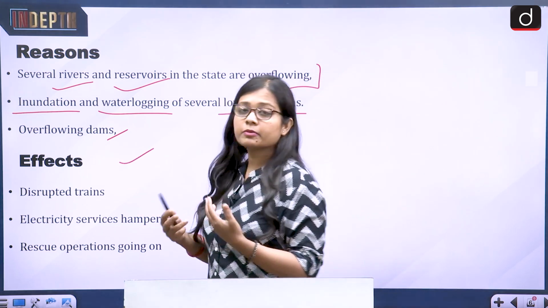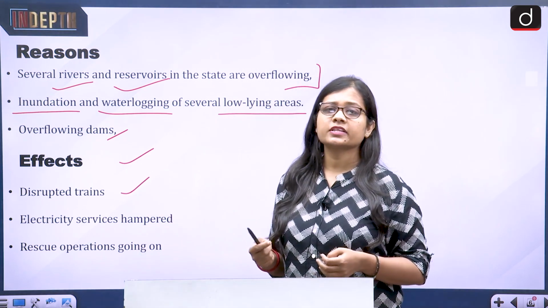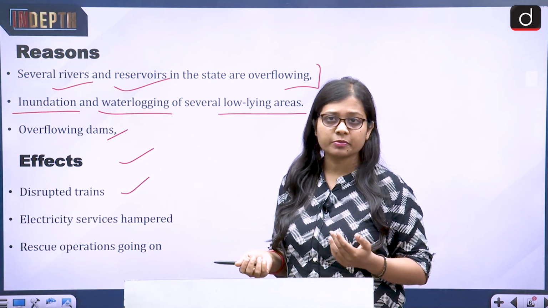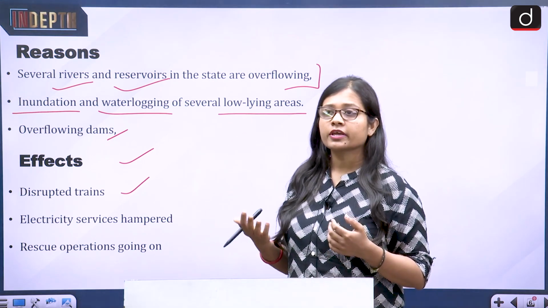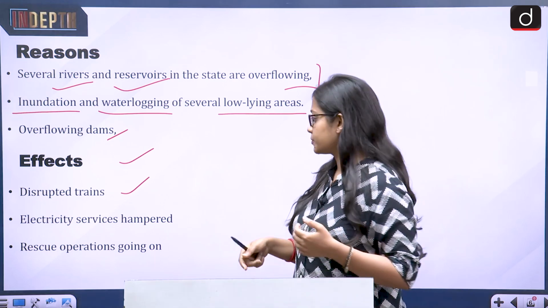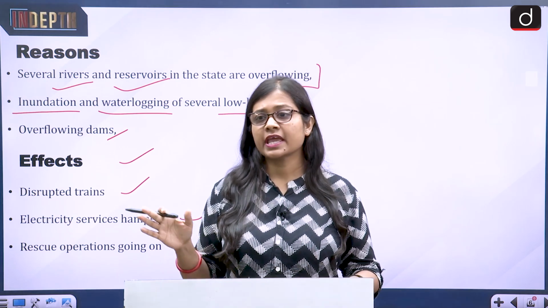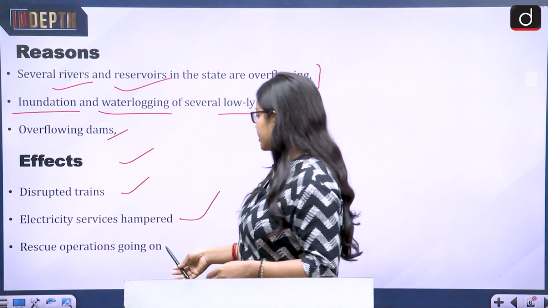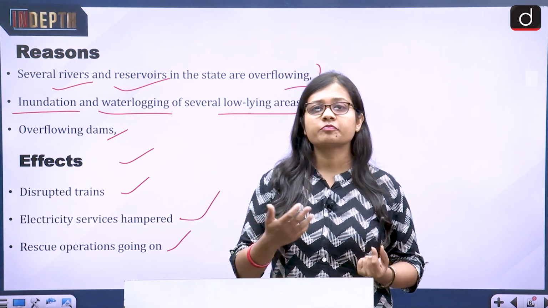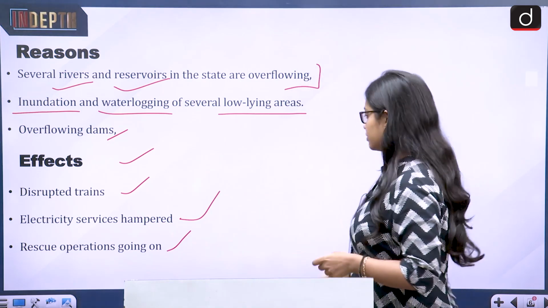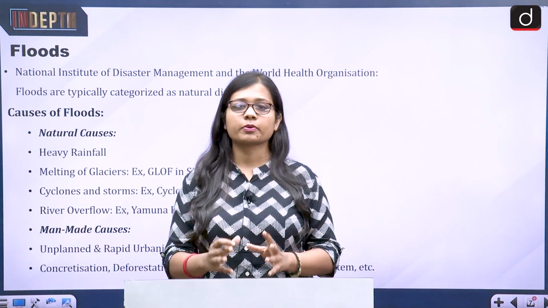Now what has happened because of these floods? The train movement in the state has been disrupted, and many trains have been cancelled because of overflooding, waterlogging and railway tracks getting submerged. Electricity services in many areas throughout the state have been disrupted. Rescue operations have been going on, and thousands of people have been taken to safe places. Now let us talk about the topic of floods.